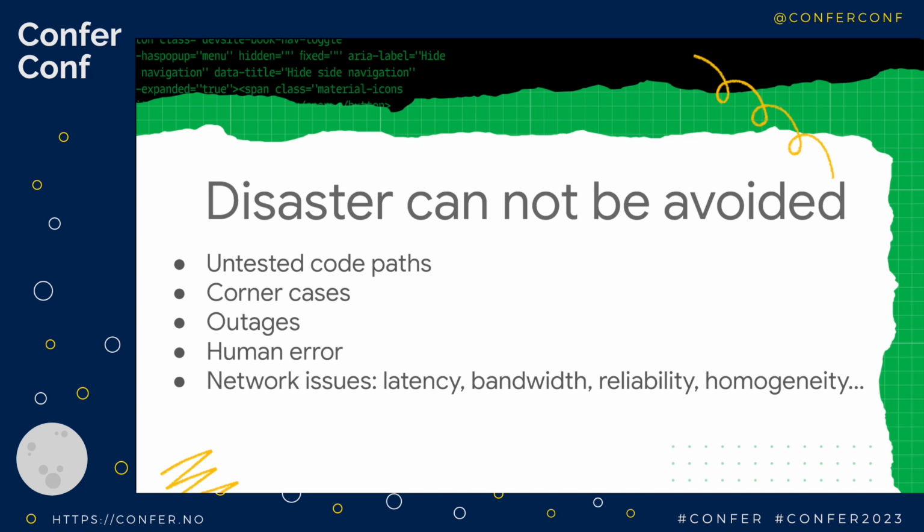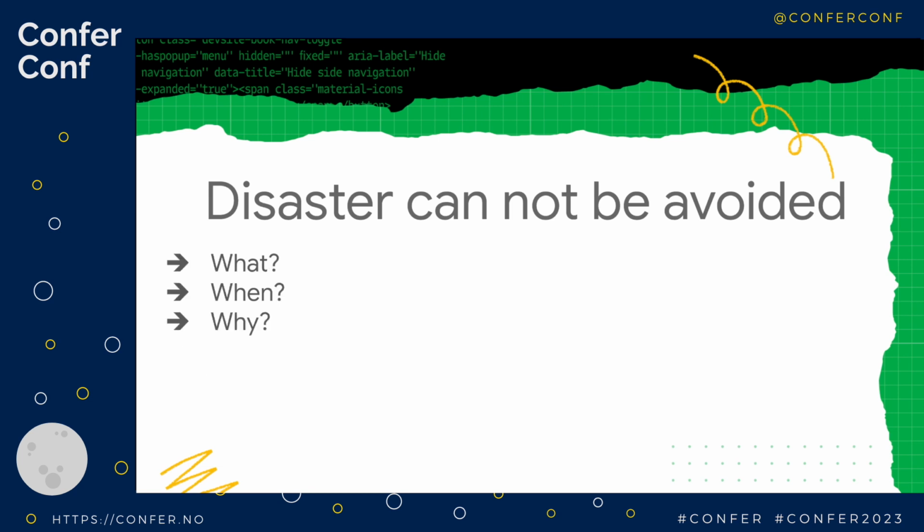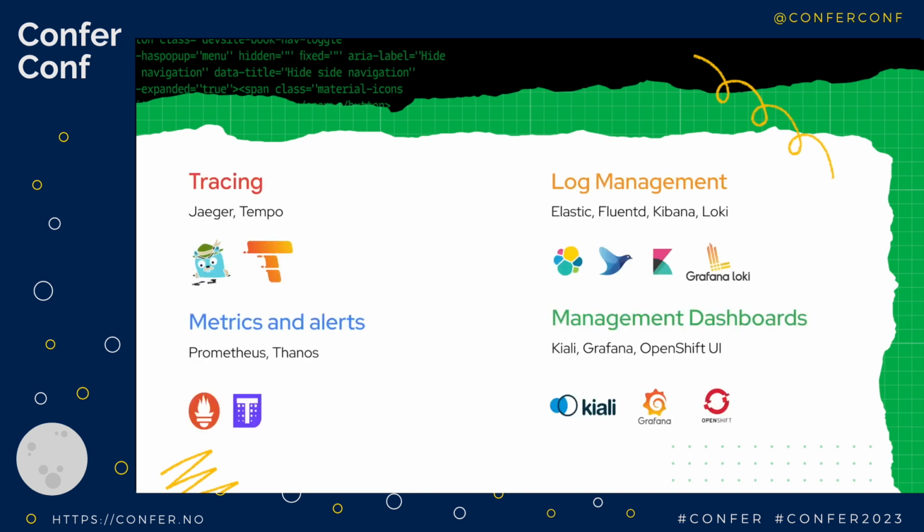So the idea is that with observability, we are going to try to detect these kinds of things to fix them as soon as possible. With this, we want to see what problem happened, when it happened, and why it happened. So we are going to be more efficient finding the problems and going into them.